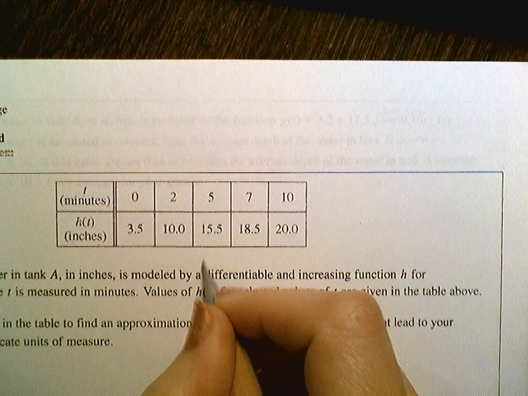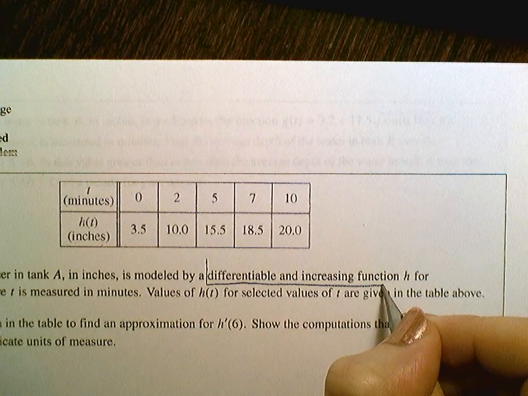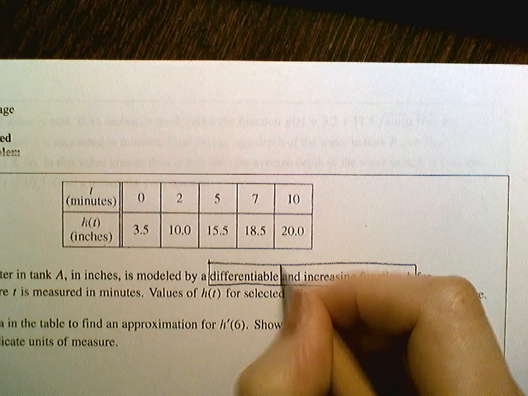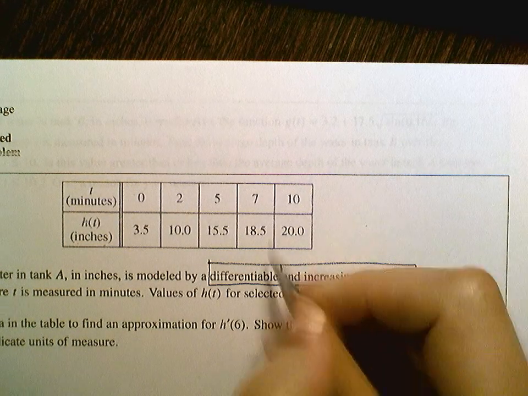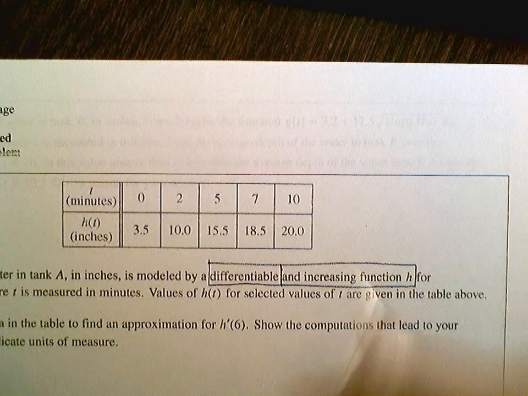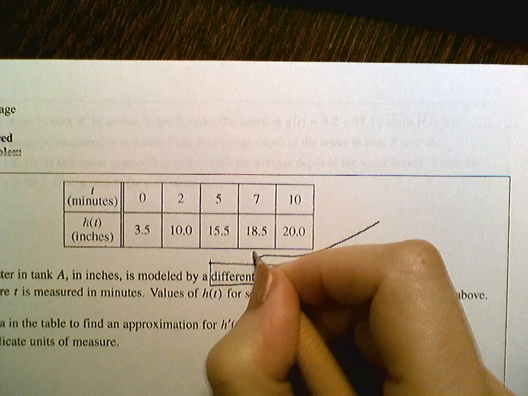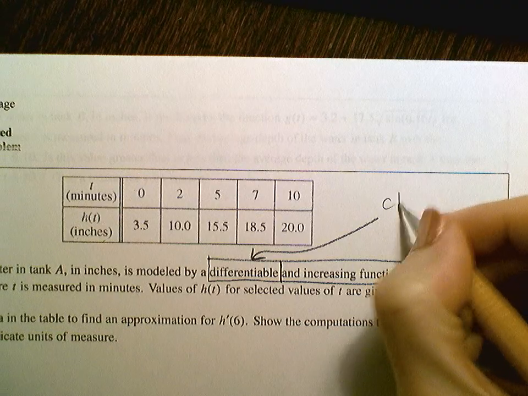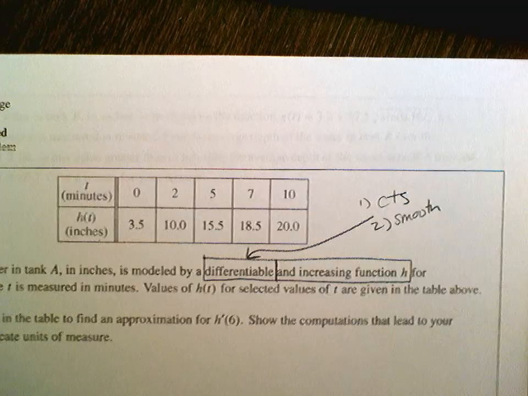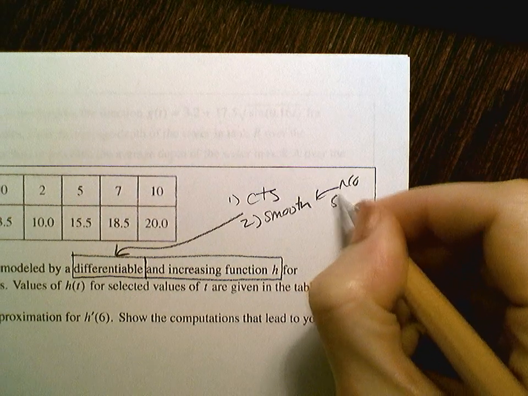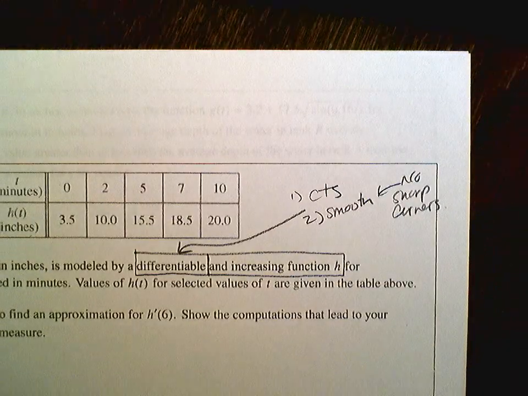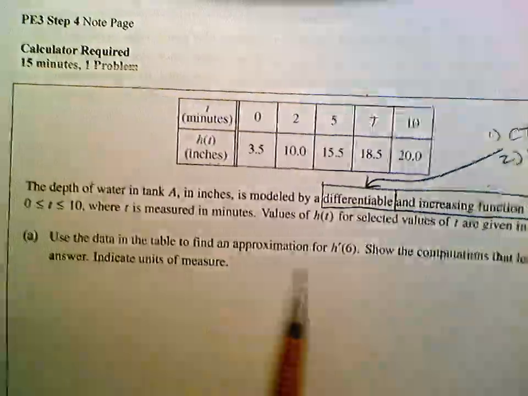So something that's important, guys, they're telling you that we've got a differentiable and increasing function. Increasing just means that each consecutive y value is higher than the previous. But differentiable, you need to know that this means two things. It means continuous and it means smooth. Okay, so no sharp corners.